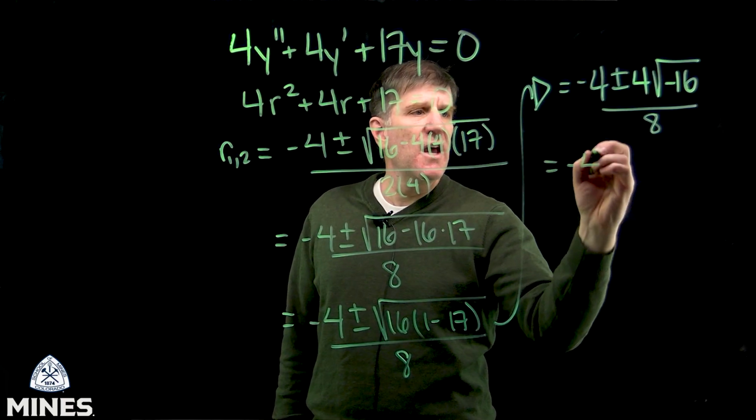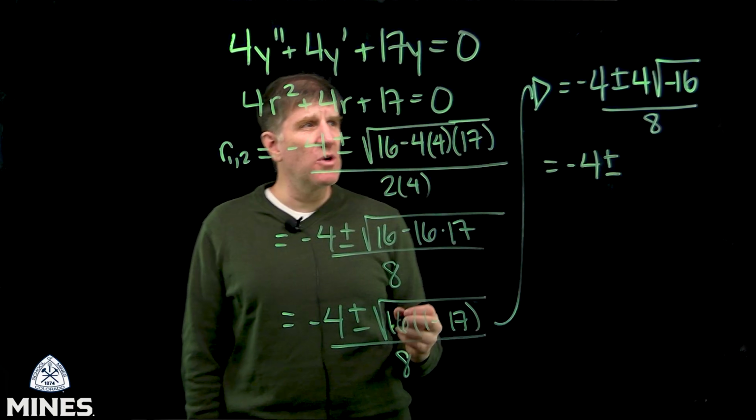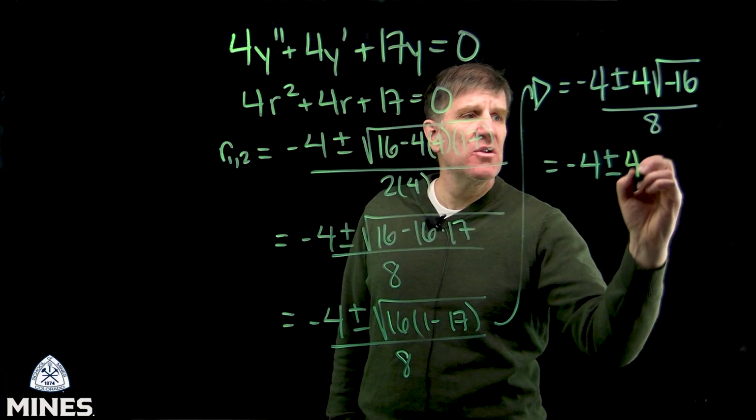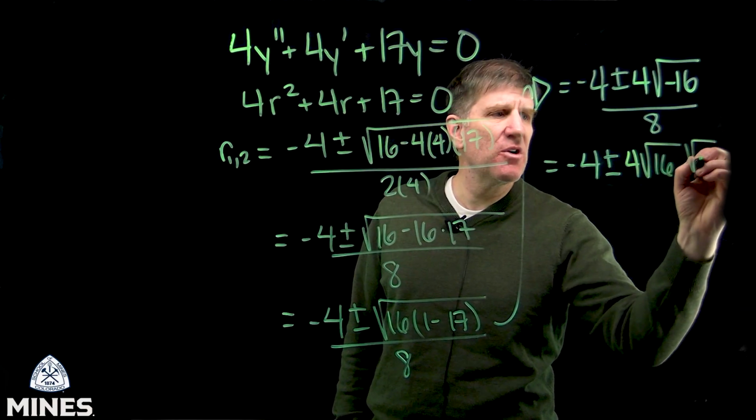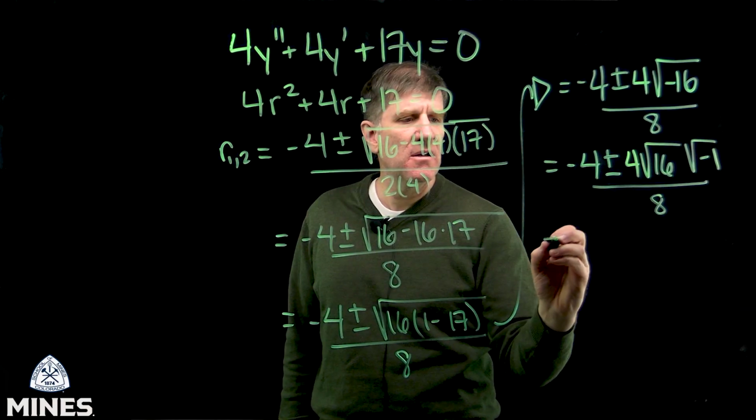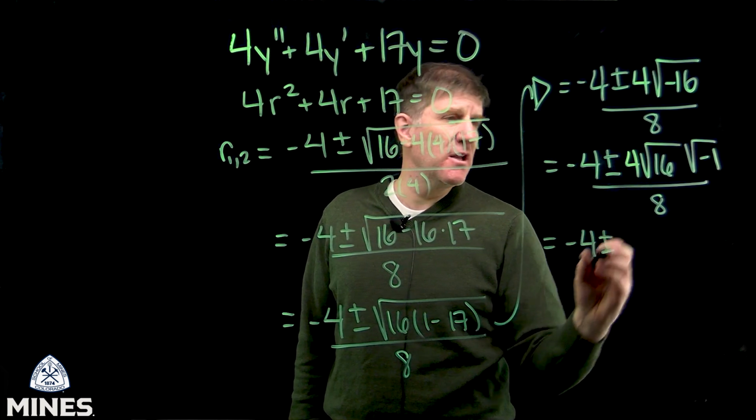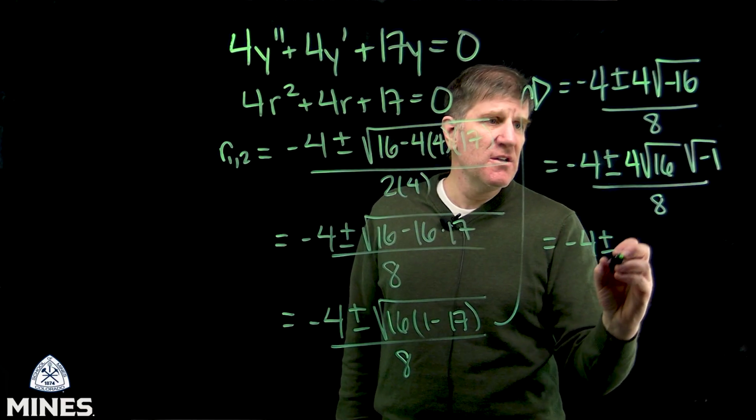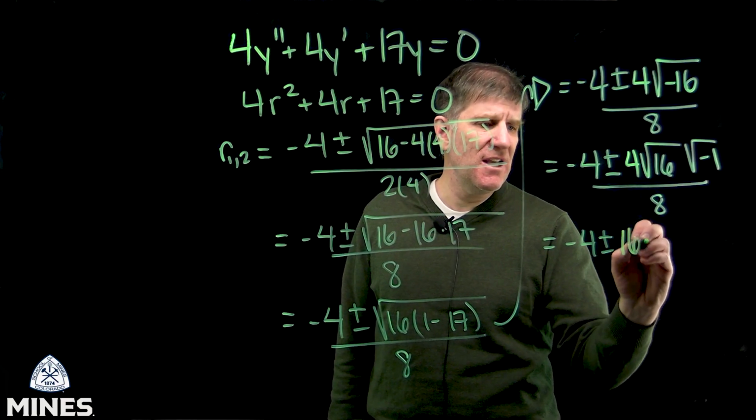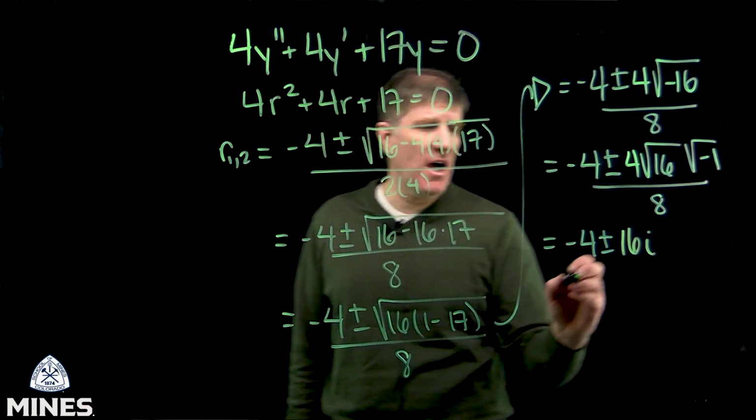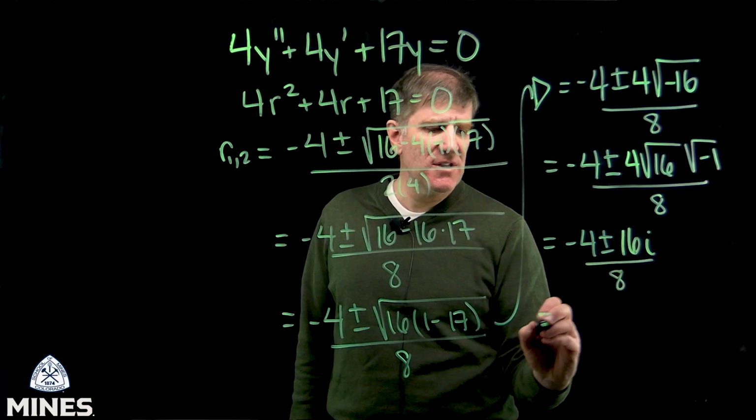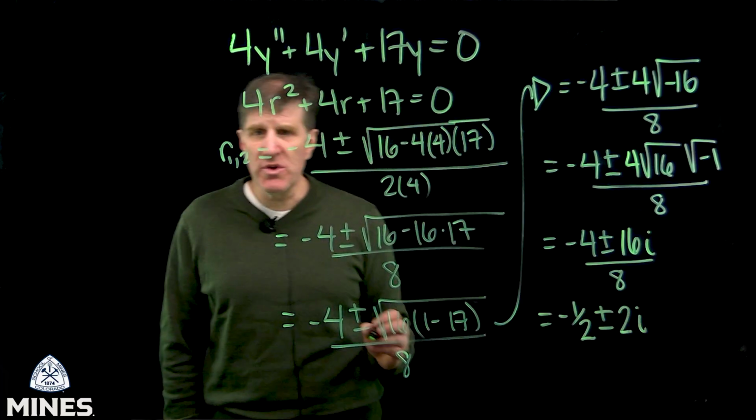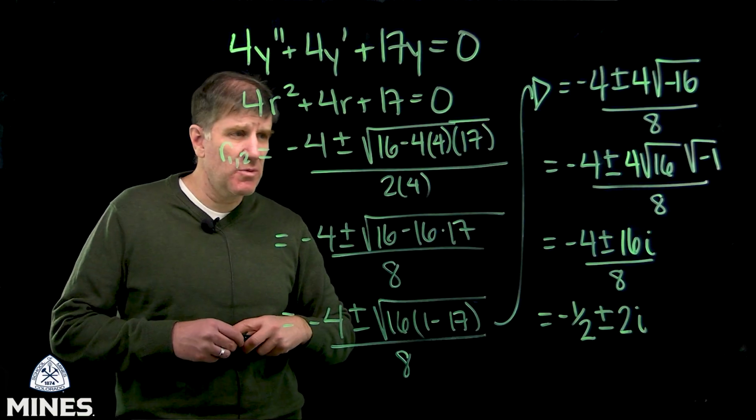So this is negative 4 plus or minus the square root of negative 16. The square root of negative 16 is the square root of positive 16 times the square root of negative 1. So I have negative 4 plus or minus 4 times, the root of 16 is 4, times the square root of negative 1. So that is going to be 16i. 4 times 4 times i over 8. So this is negative 1/2 plus or minus 2i. Those are the complex roots of this characteristic polynomial.